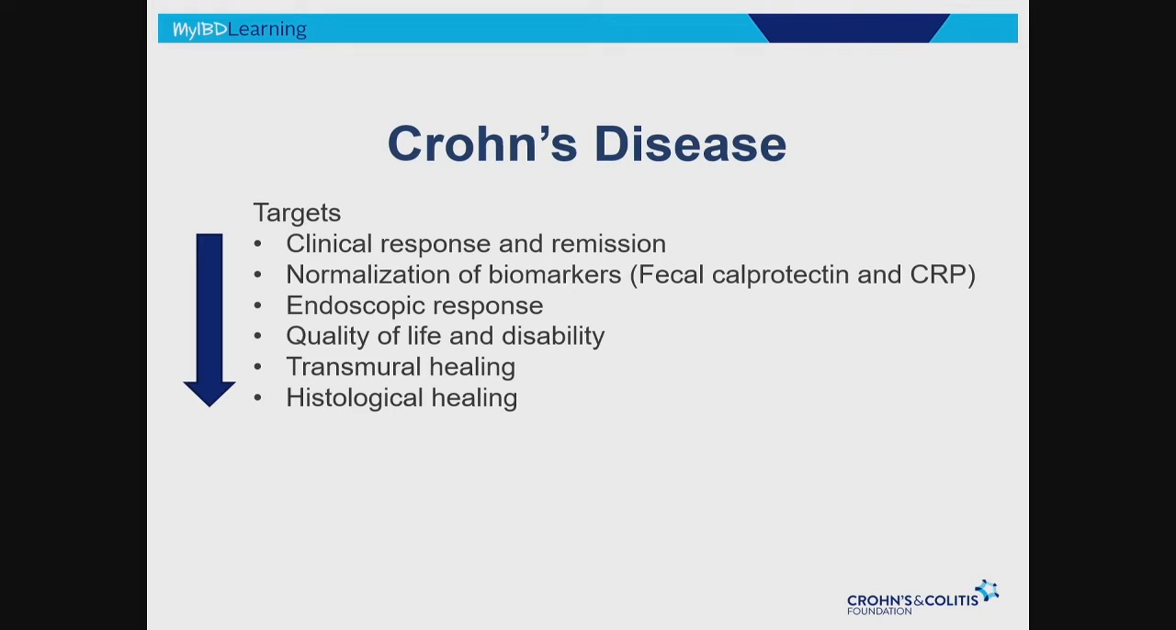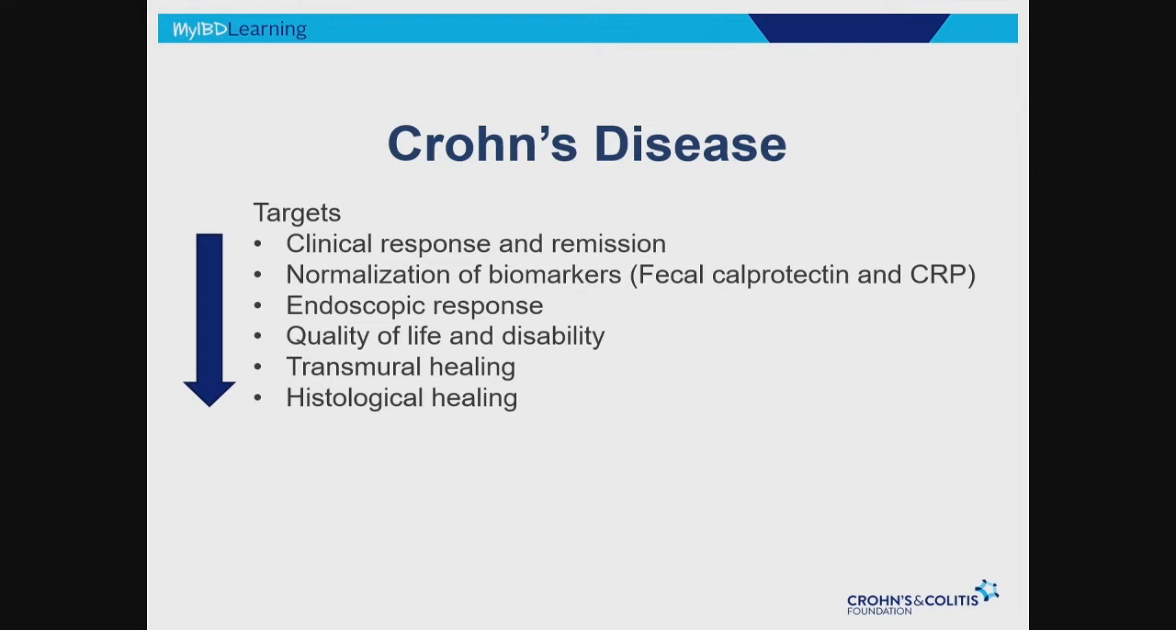So I'm going to run quickly through different targets for different diseases, and I'm going to start off with Crohn's disease. We know that Crohn's disease is a transmural inflammation, right? So that means that the inflammation goes through the bowel wall, and so we can see thickening on imaging that is different than what we see in ulcerative colitis. So in Crohn's disease, we sometimes will look at imaging and we talk about that transmural healing, and that's just a term for saying that we're looking and seeing if that inflammation is getting better in the thickness of that bowel wall.